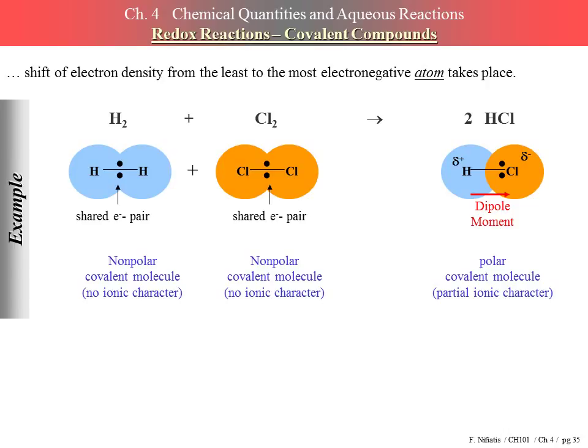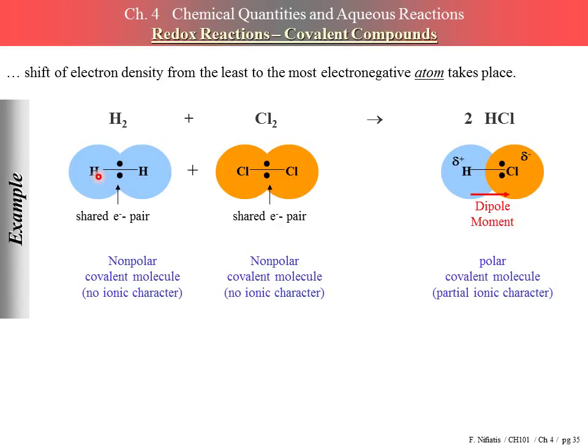Remember earlier in this chapter we spoke about electronegativity. Electronegativity is the tendency of an atom to pull a shared electron pair towards itself. Electronegativity is greater for atoms that are closer to fluorine, where fluorine is the most electronegative atom of the periodic table.